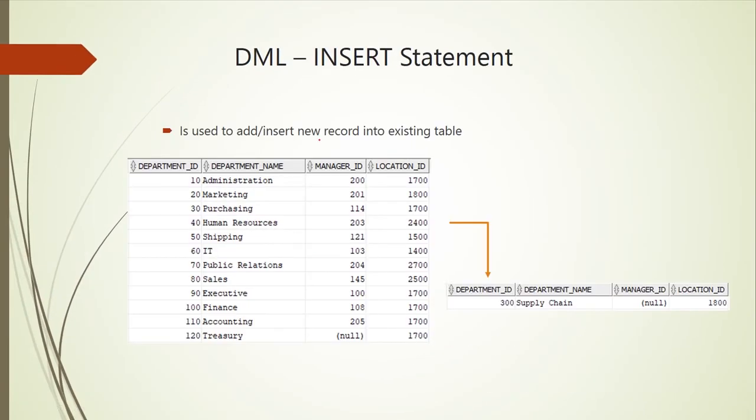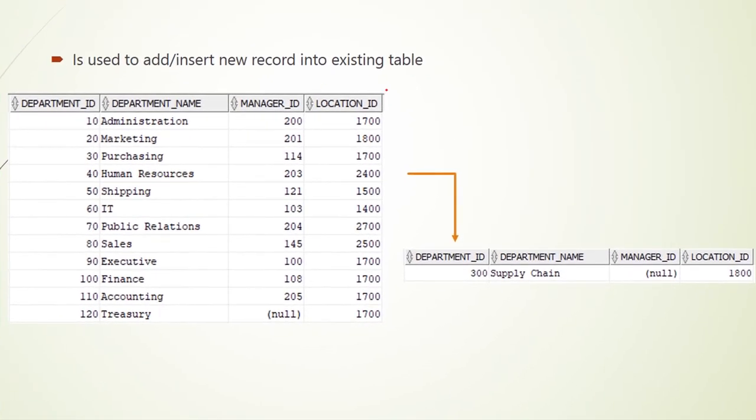The DML insert statement, or data manipulation language insert statement, is used to add or insert a new row or a new record to an existing table. So here, for example, we have a departments table. It contains a list of departments and we want to add a new department. For example, department ID is 300, department name is supply chain, manager ID null, and the location ID is 1800. So in this case, the DML insert statement can be used to add this record to an existing table.